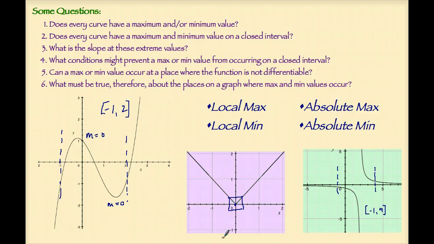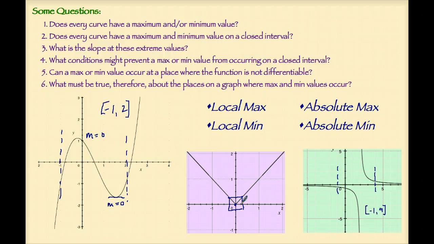This function is defined at 0, 0, and of course that's the lowest function value in the interval. So what we find is that a max or min value could occur at a place where the slope is not defined, where the slope is 0, or where the slope is not defined. We could possibly find a max or min value.